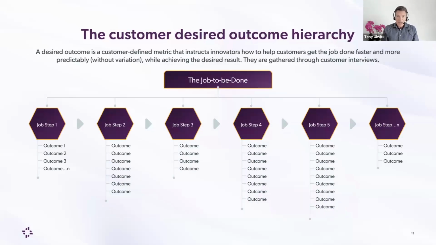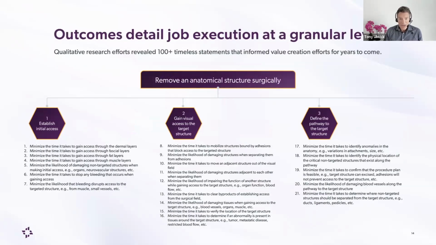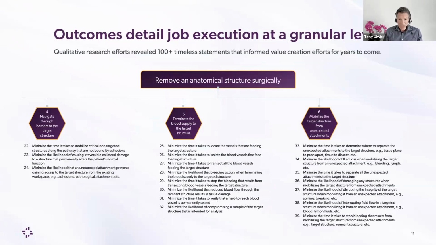When we go about and segment the market, we start by defining the job to be done, as we said, define the job steps, define the outcomes. We're going to segment around the outcomes. So in this example here, this is surgeons removing an anatomical structure. You can see the steps associated with each part of the job: establishing initial access, gaining visual access to the structure, defining the pathway, navigating through the structure, terminating the blood supply, and so on. Very specific steps. And underneath there are the outcomes, right? These are the metrics people use to measure success when getting the job done. And we're going to use these outcomes as the basis for the outcome-based segmentation.